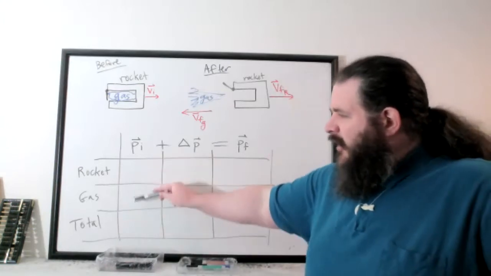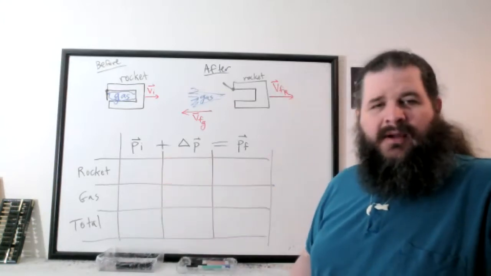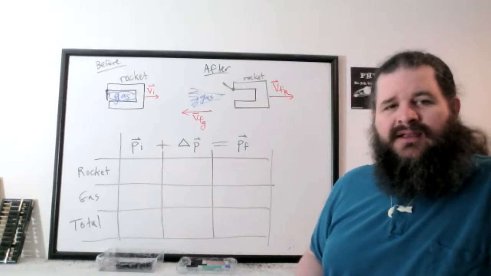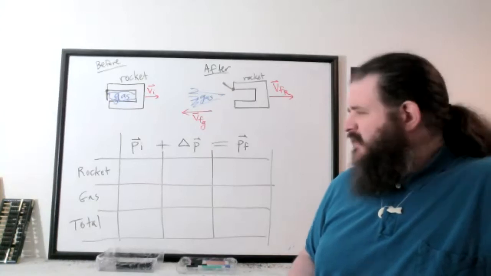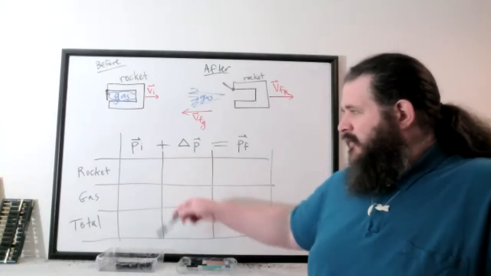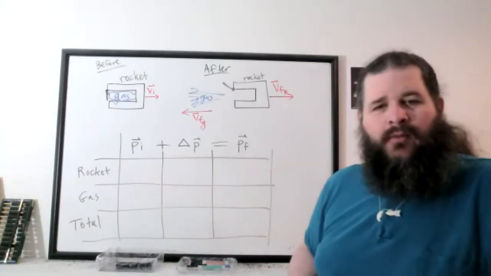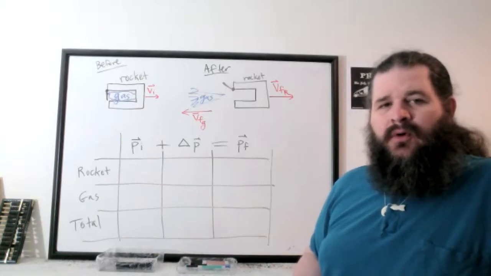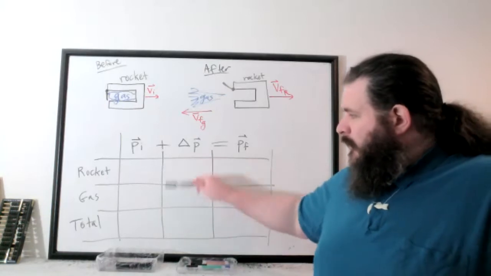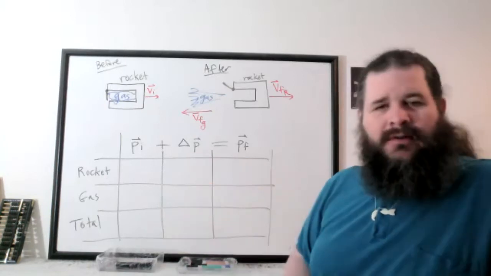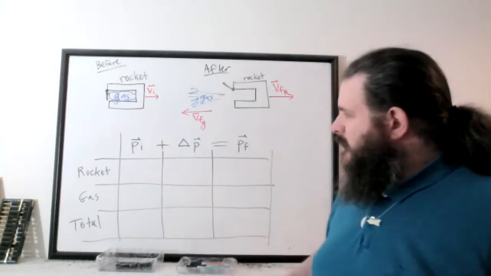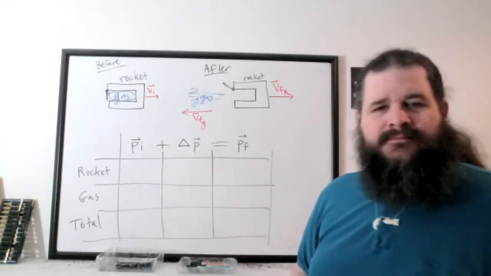There's not necessarily always going to be two things in the system, though. You might have more than two things in the system, or the system might consist of just one object, in which case you don't really need multiple rows. You can just have one single row for the one object in the system. But in most cases, you're going to have two or more objects, a row for each object and a row for total. So let's see if we can fill in any of these. How do you calculate momentum?